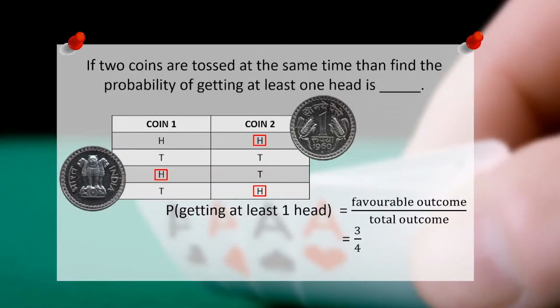So the probability will be favorable outcomes, favorable being nothing but what you actually want, upon total outcomes. So favorable outcomes are 3, total outcomes are 4. So 3 upon 4 is the probability for getting at least one head. Okay, I hope you are clear with this. Let us move on with another problem.